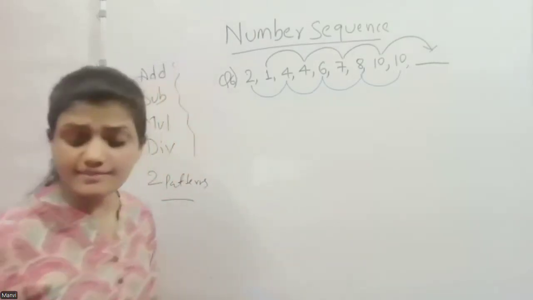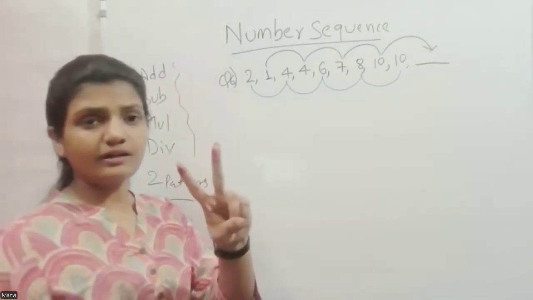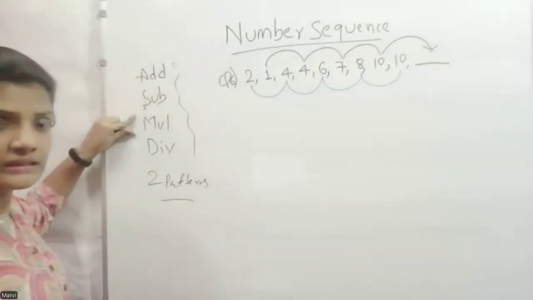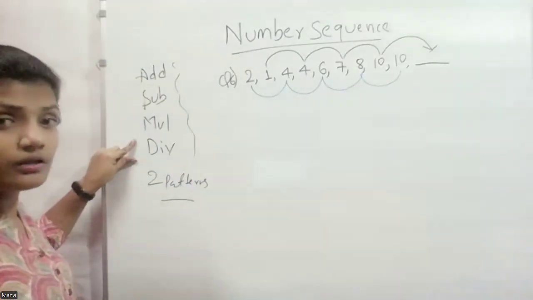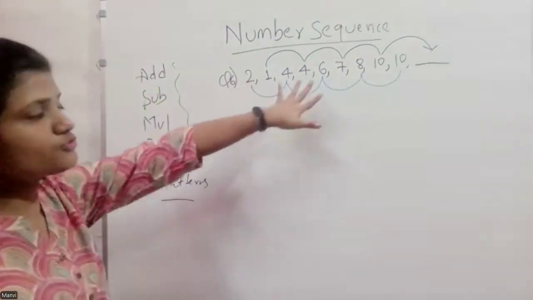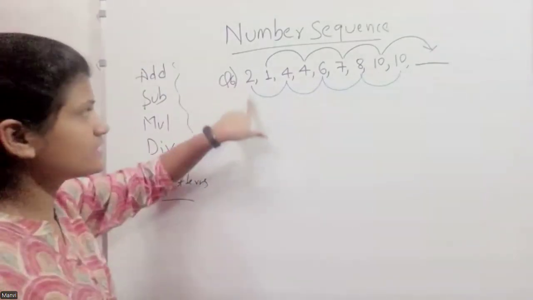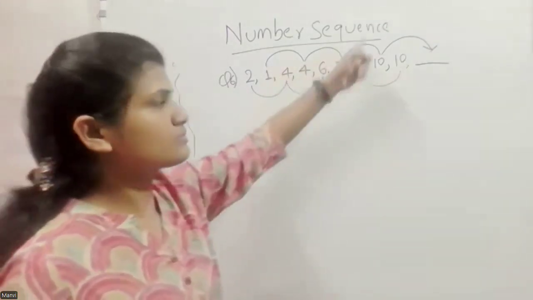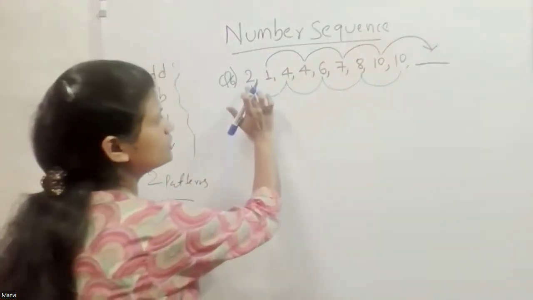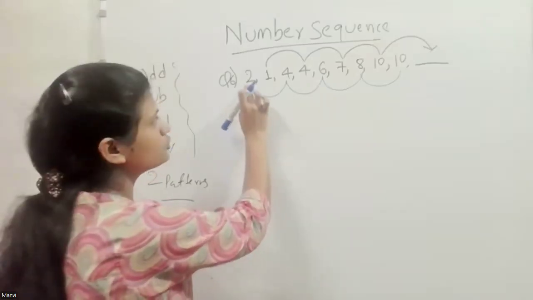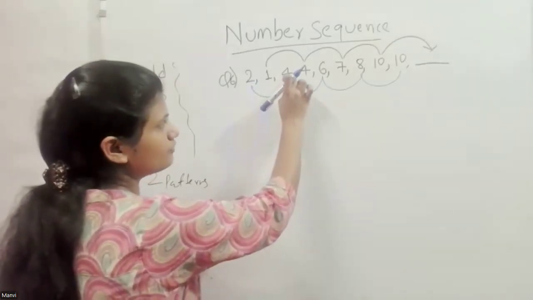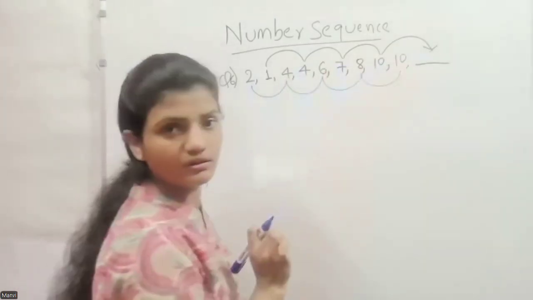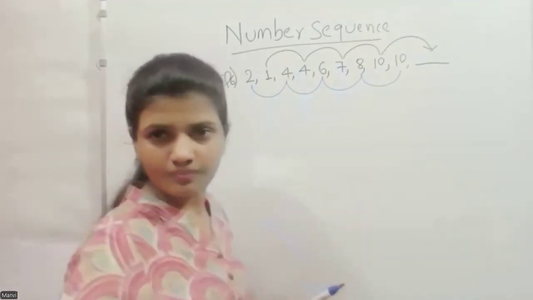This sequence follows two patterns actually. I told you the sequence either follows addition or subtraction or multiplication or division or it follows two patterns. So in this question, it follows two patterns. One is this, which is marked with the blue line, and the second one is this. Now I get it. If we add 2 with this 2, then we got 4. And then 4 with 2, then 6. 6 plus 2, 8. 8 plus 2, 10. Right?